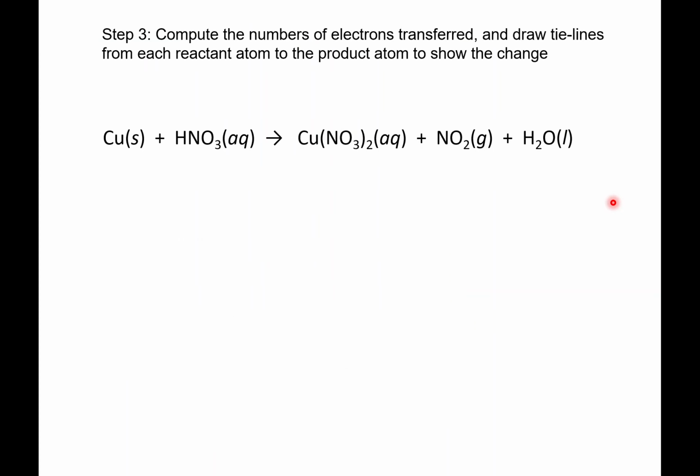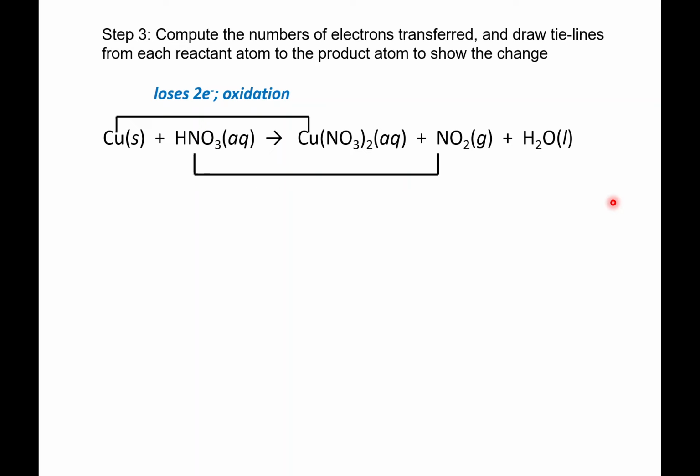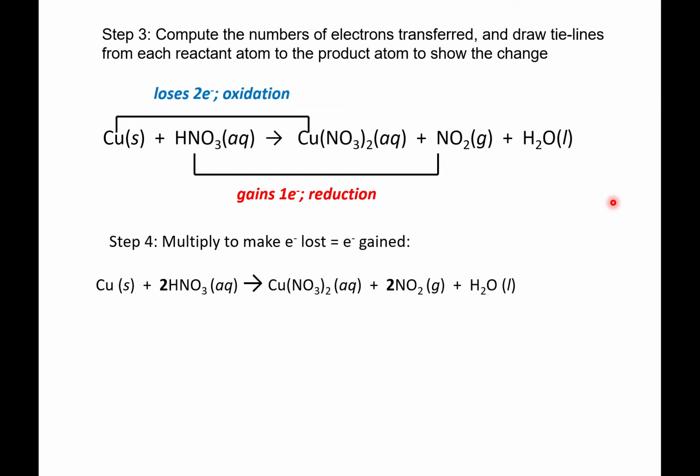Okay, so this third step is to determine how many electrons these processes are using. So copper is losing 2 electrons. Nitrogen is gaining 1 electron. So then in step 4, we have to multiply HNO3 by 2 so that the number of electrons lost by copper equals the number of electrons gained by nitrogen.